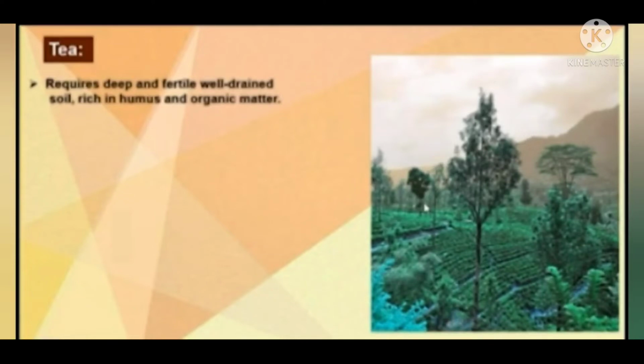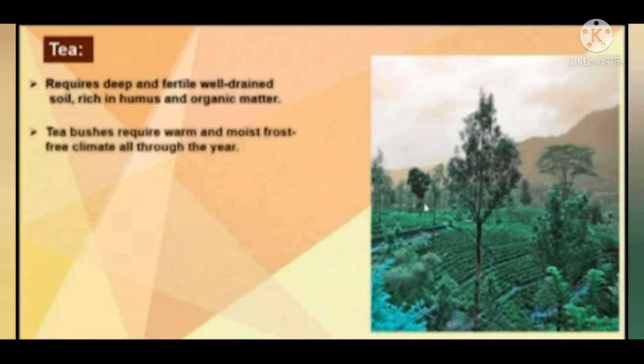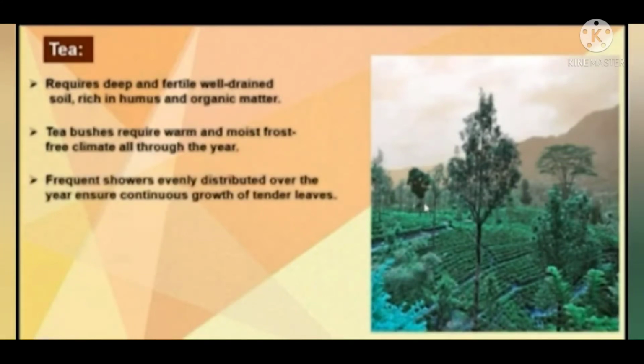So this crop requires a good amount of rainfall and a well-drained soil, which is rich, again, in humus and organic matter. And all these conditions are available in the mountainous areas of Assam and the nearby states. The tea bushes require a warm, moist, frost-free climate all through the year. Frequent showers, evenly distributed over a year, will ensure continuous growth of tender leaves.